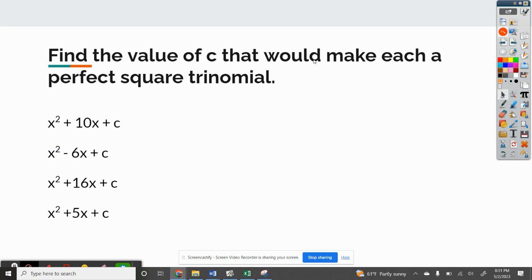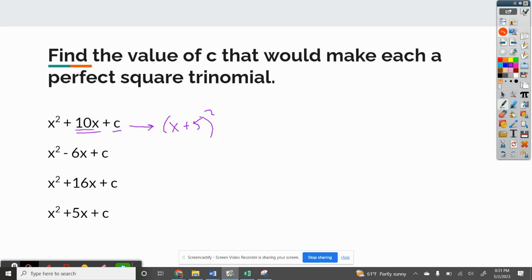So here we go. What value of c would make each trinomial a perfect square trinomial? Well, the way we can think of this to start is, what do my two factors have to be if they add to 10? So what two numbers add to 10 and are the same number? The answer is 5. This isn't the final answer, but that means I have to have x plus 5, x plus 5. That's the only way I can get this to add to 10. So I have to pick 5 and 5.